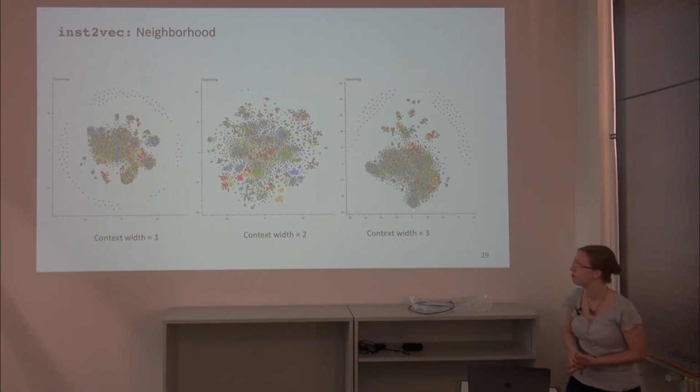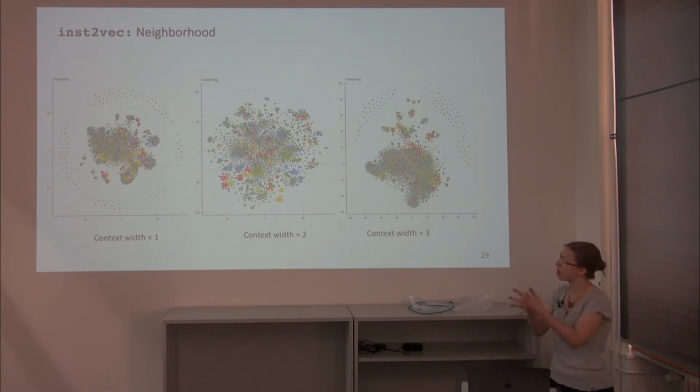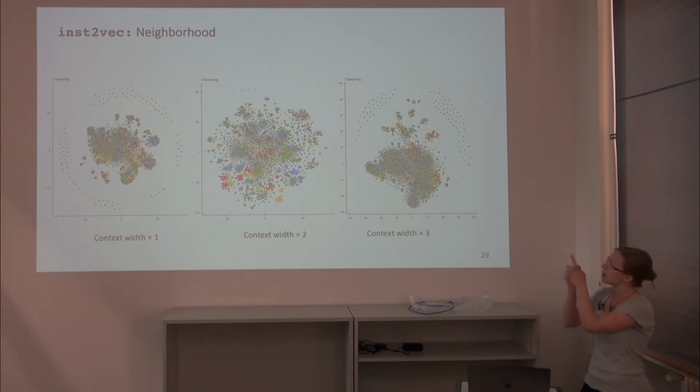Now, the first thing you can see is that the context widths of 1 and 3 display a large number of outliers that are floating around, and the clusters aren't very clear. You don't have very pure clusters of a single color. The context width of 2, on the other hand, does display blue, yellow, and green clusters that you can see. So this is a first indication that our context width of 2 displays results that might actually be usable.